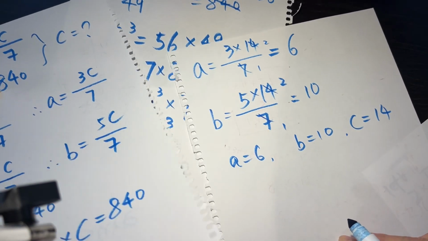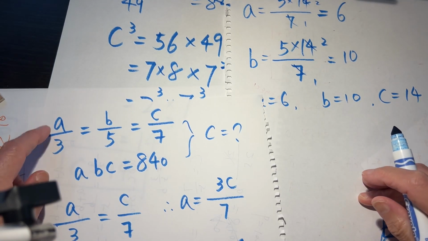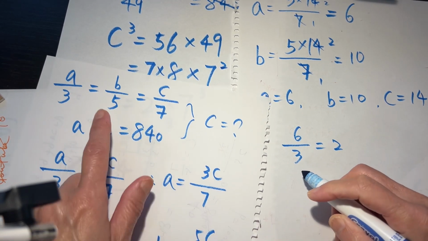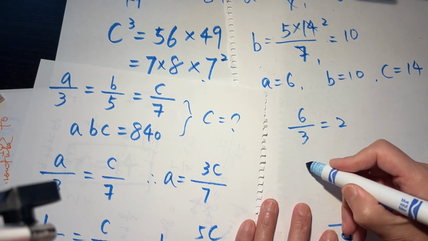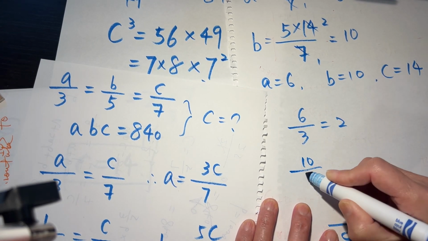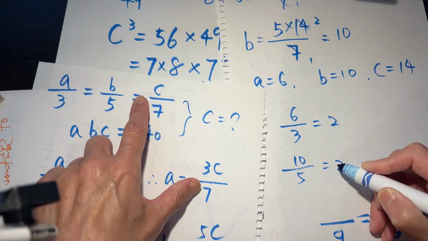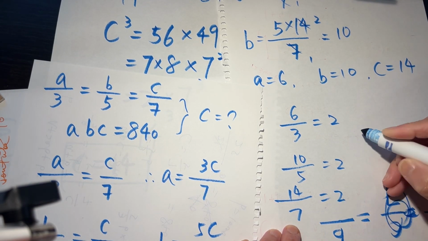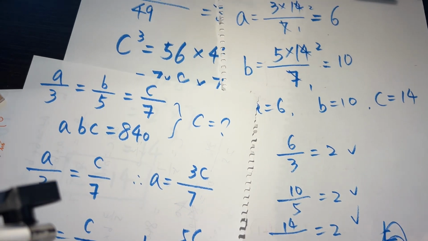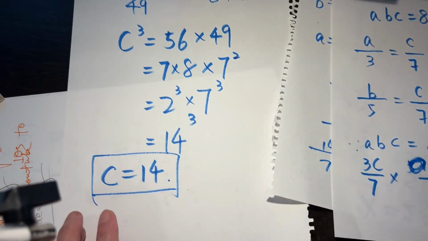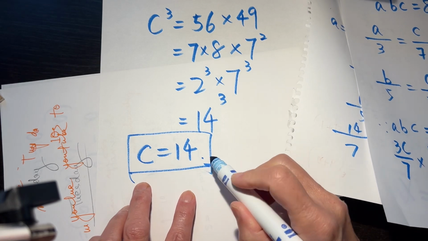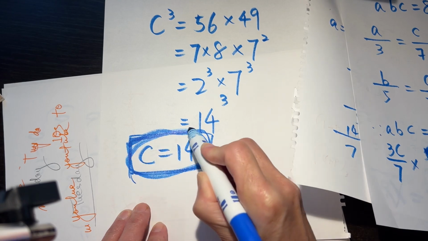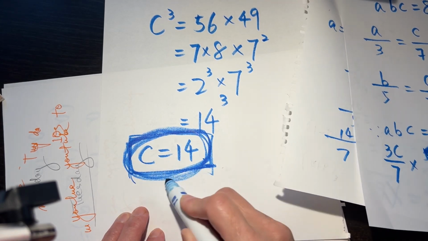We bring it back. A over 3, 6 over 3 equals 2. B over 5, 10 over 5 is 2. C over 7, 14 over 7 is 2. So there's no doubt C is 14, once and for all.